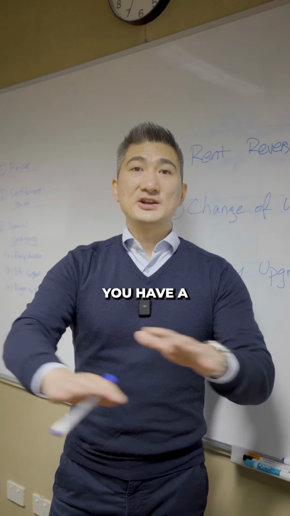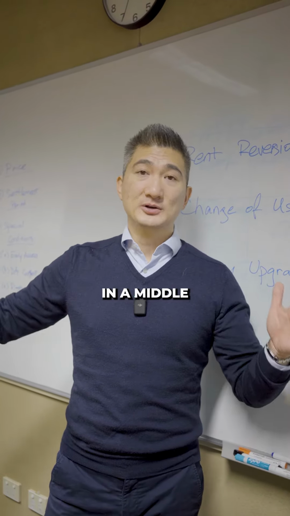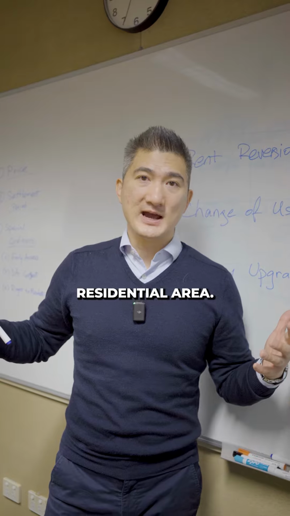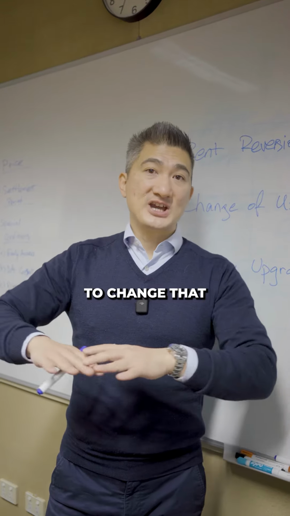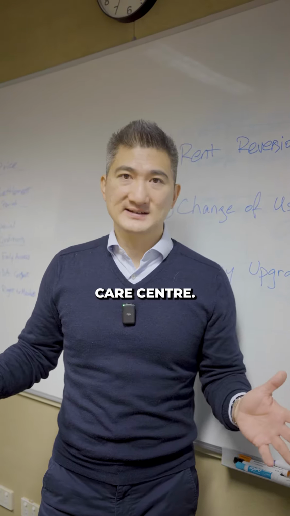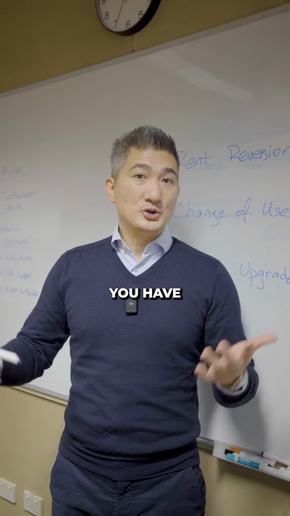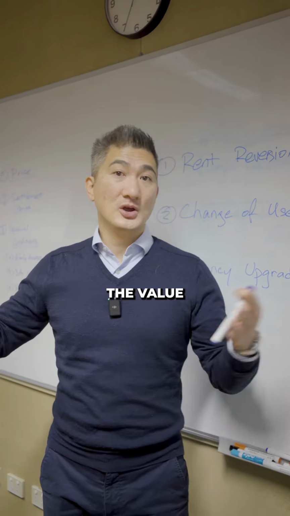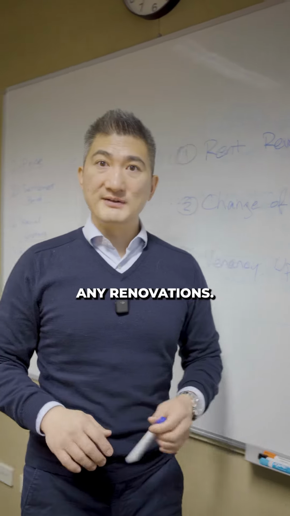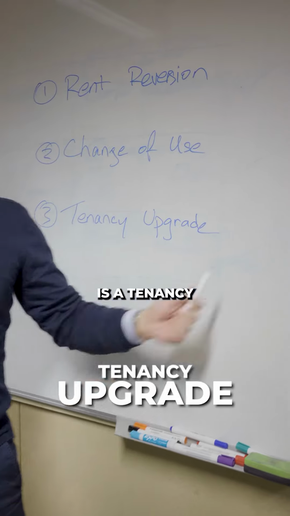For example, let's say you have a nice corner house in the middle of a heavy residential area. You can apply for a DA to change that into a childcare center. The moment the DA gets approved to become a childcare center, you have potentially increased the value of the property without doing any renovations. Number 3 is a tenancy upgrade.